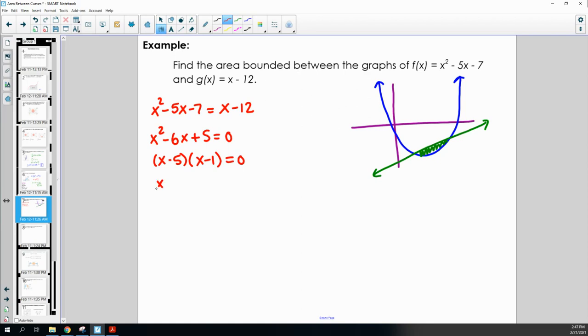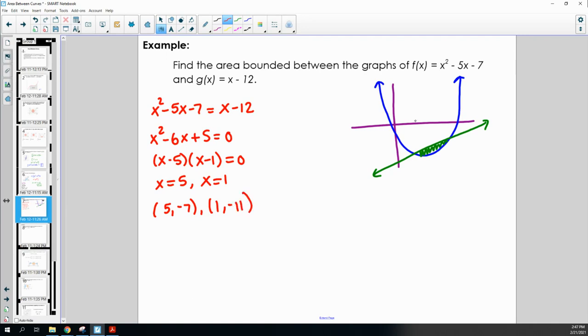And then we're going to set each to 0. So x equals 5 and x equals 1. So those are going to be my x values. I could plug them back into either of the two functions to find the y value that matches them. So 5, negative 7 is 1 and 1, negative 11 is the other.